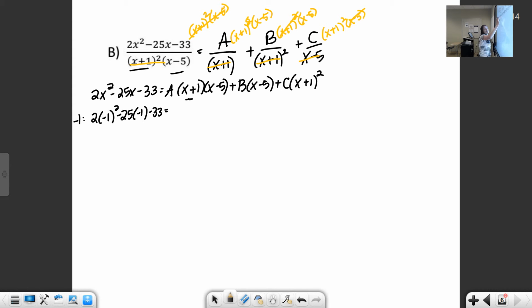So if you let x be negative 1, then a is going to zero out because that middle factor is 0. C is also going to zero out, so all I have is b times negative 1, negative 1 minus 5. If you do that math out, you should get negative 6 equals negative 6b, so we know b is 1. All right. Then let's let x be 5.